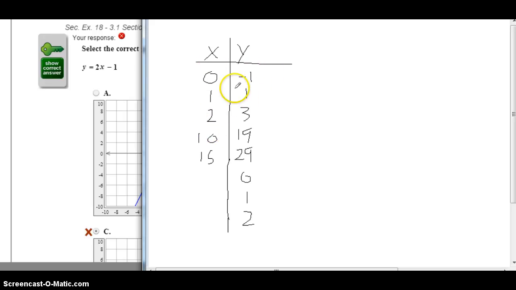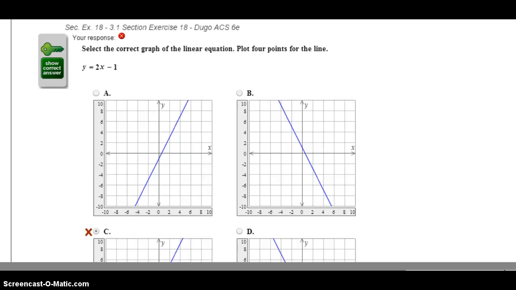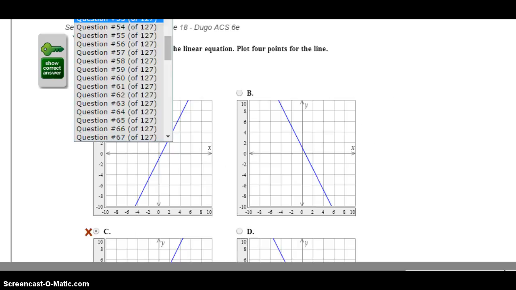There will be some situations where you don't get a nice point when you pick a value. For example, if I pick y is 0, you're going to get 0 equals 2x minus 1. Add 1 to both sides. Divide by 2. So now x is 1/2. So that would be one where you say, oh, that's not a very nice point to plot. So you'd pick a new number and start over. But then you just plot those points and connect the line, connect the dots, and you have the line.